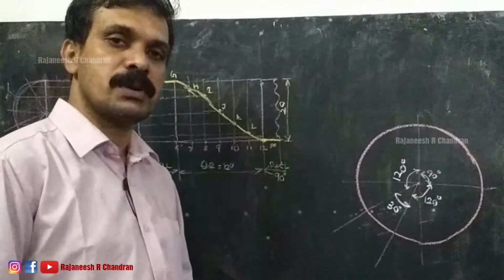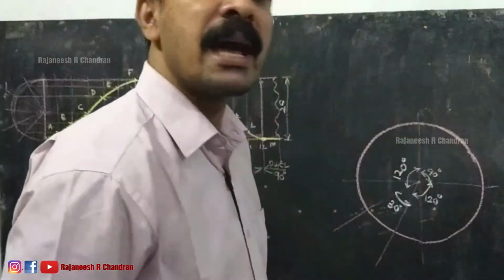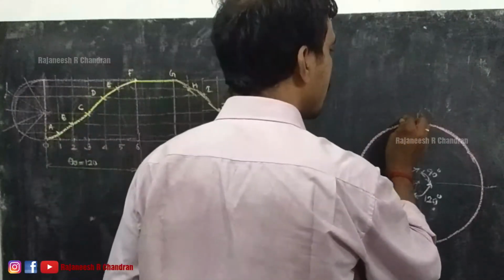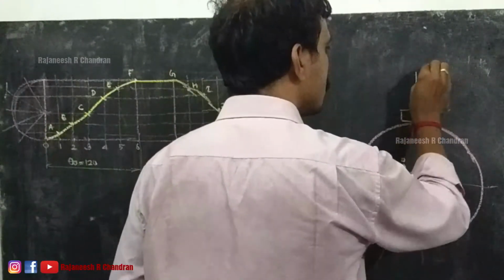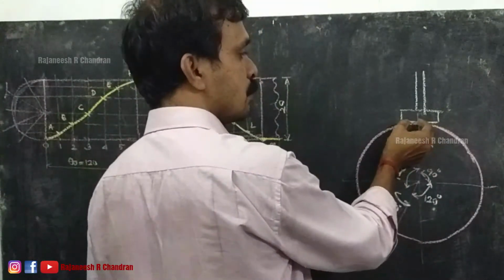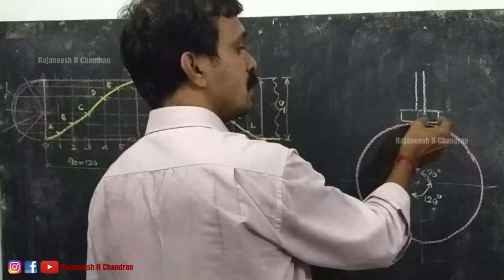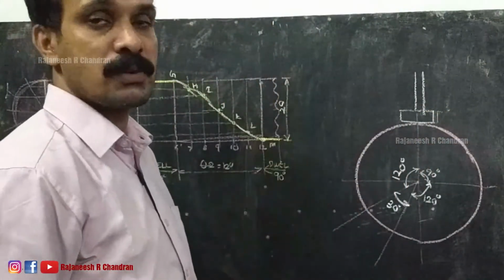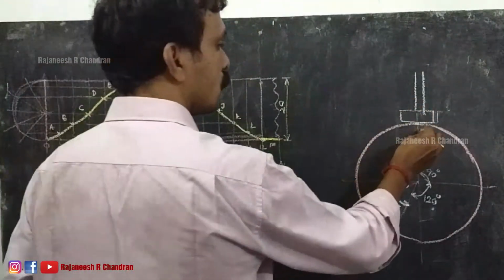For constructing the cam profile, first we have to mark the flat faced follower. Since the dimension of the flat faced follower is not given, we can take any dimension for the flat faced follower. So I have taken 1 centimeter, so this is 0.5 and this is 0.5, or you can take 2 centimeters also, so that it is equal in all directions. So I have marked a flat faced follower there. We know that this point will be our 0.